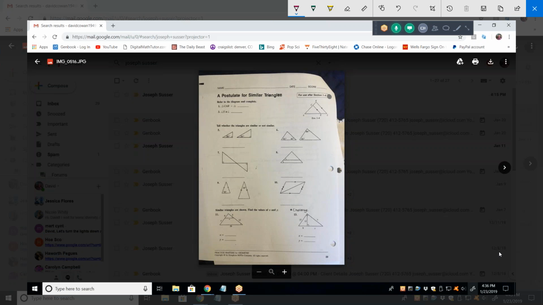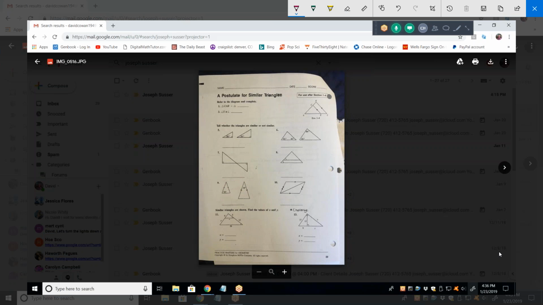All right, number 9. Trying to look closer. This looks like 70. Yeah, 70 and then 38. So that's got to be 70 because I see those hash marks. So that would be 140, and then the top would be 40, so they're not similar. Big fat no.